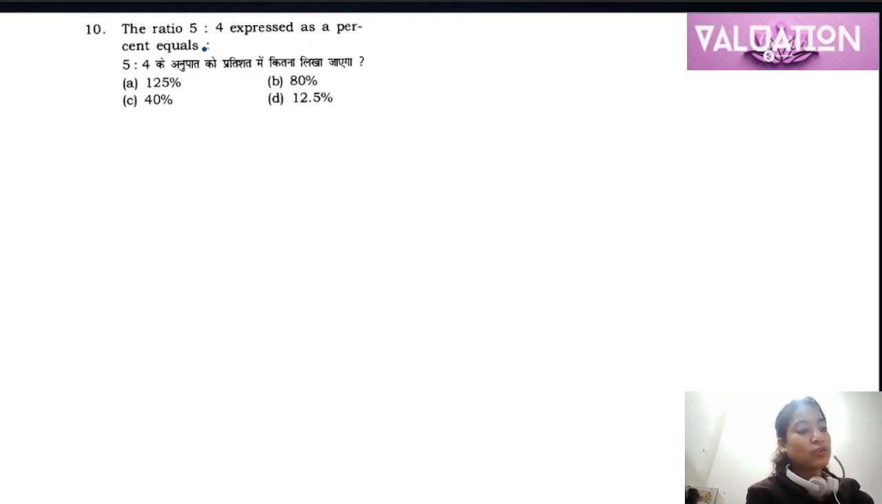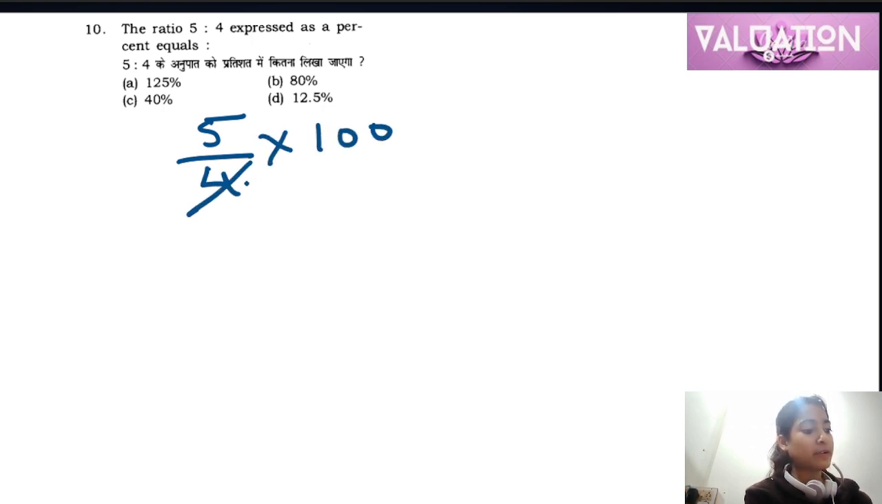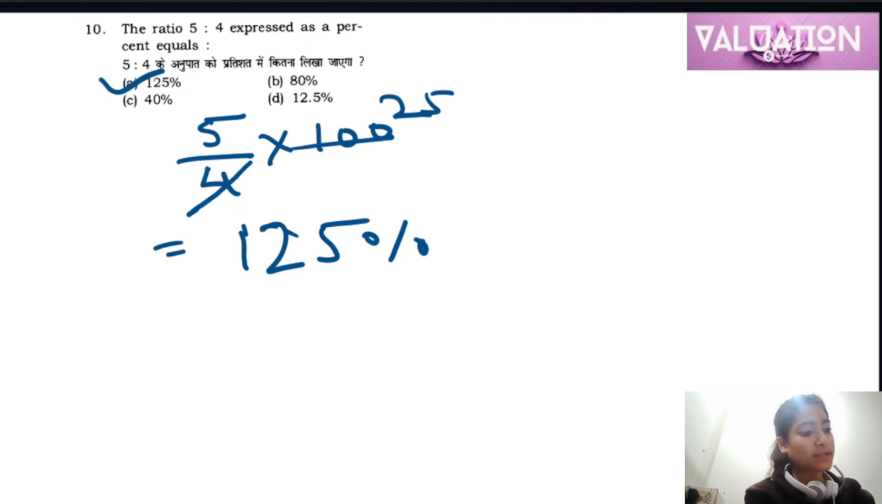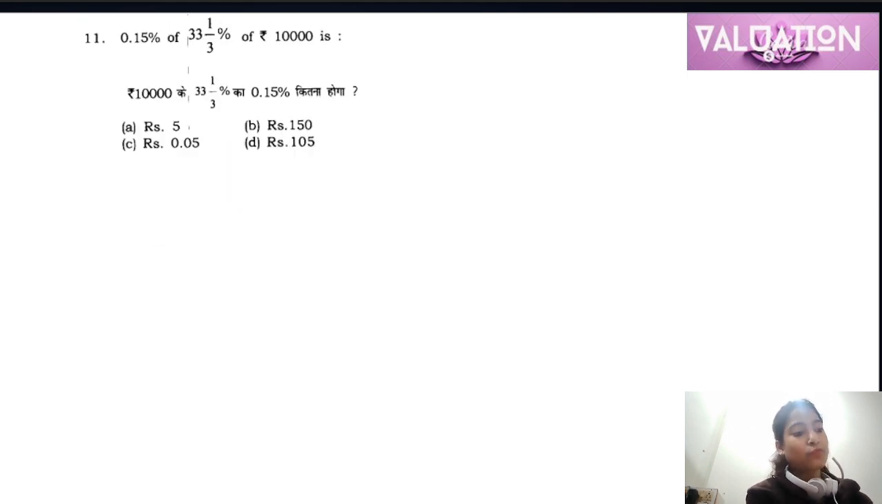The ratio 5:4 expressed as a percent. We have to find this as a percent. So directly multiply this by 100. So the answer will be 125%. That option is the correct answer. Move to the next question.